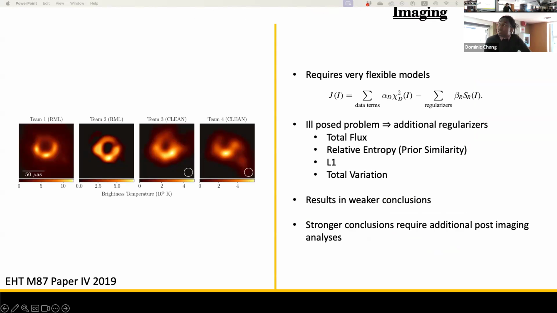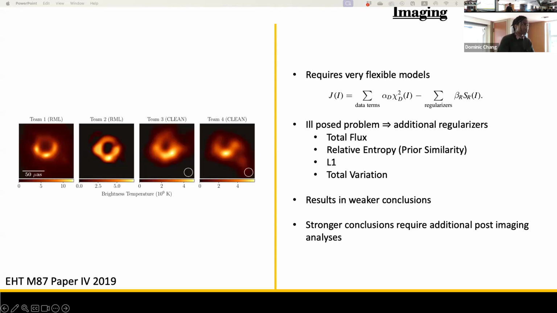In particular, for the 2017 analysis, the imaging models were essentially just a collection of pixels. The pixels need to be positive definite, so you can't have negative intensity, and they're constrained in certain ways. For example, they're regularized to have total flux equal to the observed flux of the image. They have relative entropy regularizers or L1 regularizers to ensure that the image was not too sparse, and total variation regularizers. This is very typical whenever you have an ill-posed problem: you have to induce some sort of regularization in order to get the solution that makes sense.